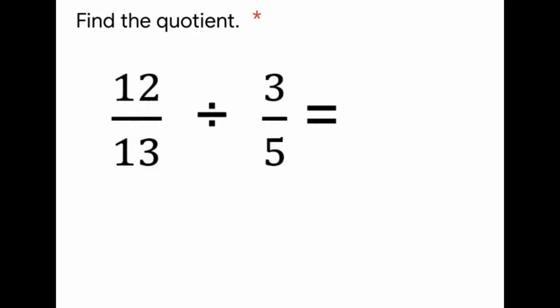Find the quotient. We know that we cannot divide fractions, so we need to keep it, flip it, switch it, and then you can multiply straight across and then simplify if needed.